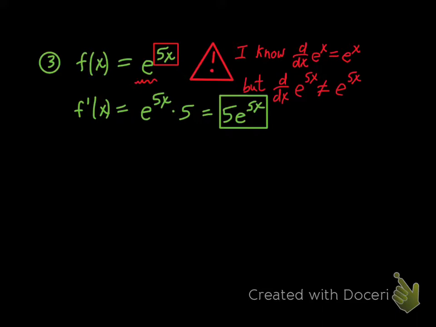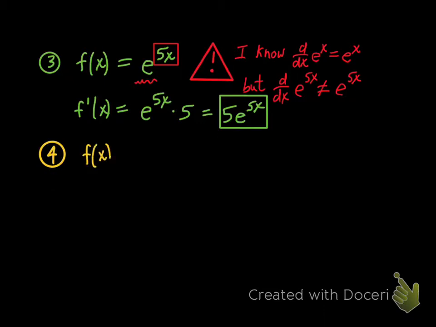So don't make that common error that a lot of calc students make. They're under the misconception, since the derivative of e to the x is e to the x, that the derivative of e to the 5x is e to the 5x. That is not true. You're seeing here the derivative of e to the 5x is in fact 5e to the 5x because you're using the chain rule.